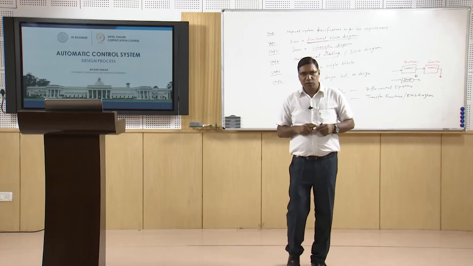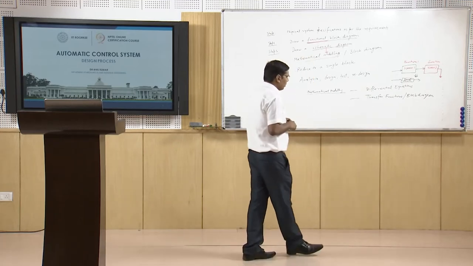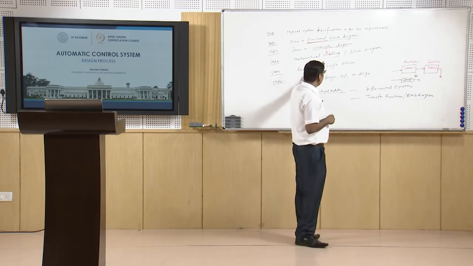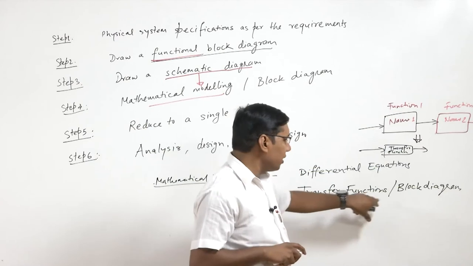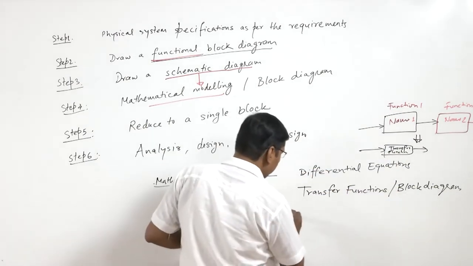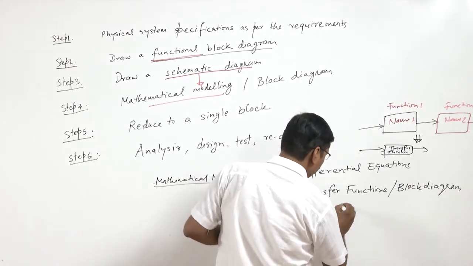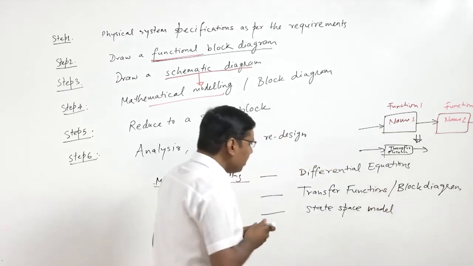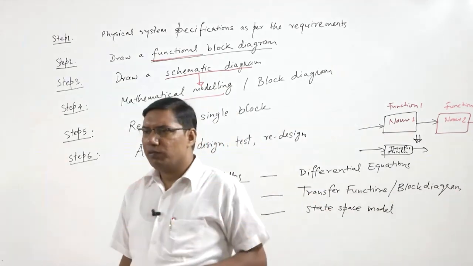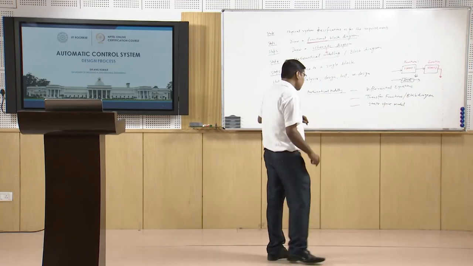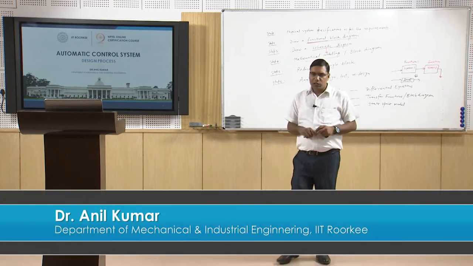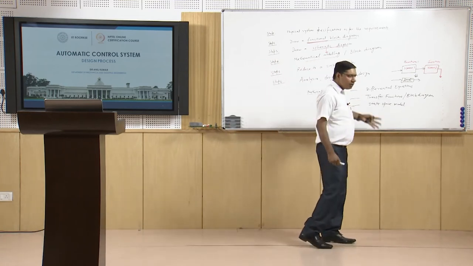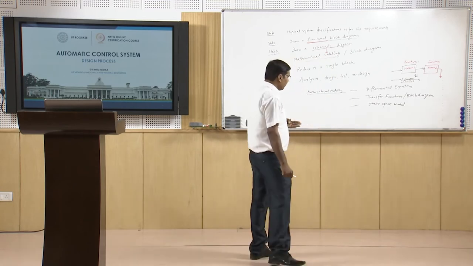We will discuss the transfer function in detail in some next lecture, but here we should understand that in this step 4 we convert the mathematical model. We can make it either by differential equation, transfer function, block diagram, or some state space approach. This transfer function approach is valid for linear time invariant systems, but the state space model is valid also for non-linear and time varying systems. So these are a few modeling approaches. We can use any of these.